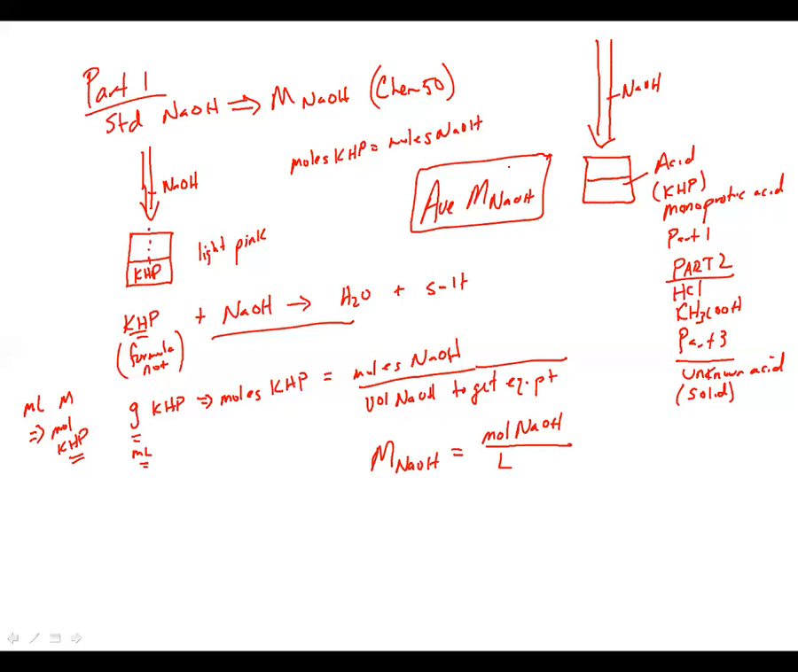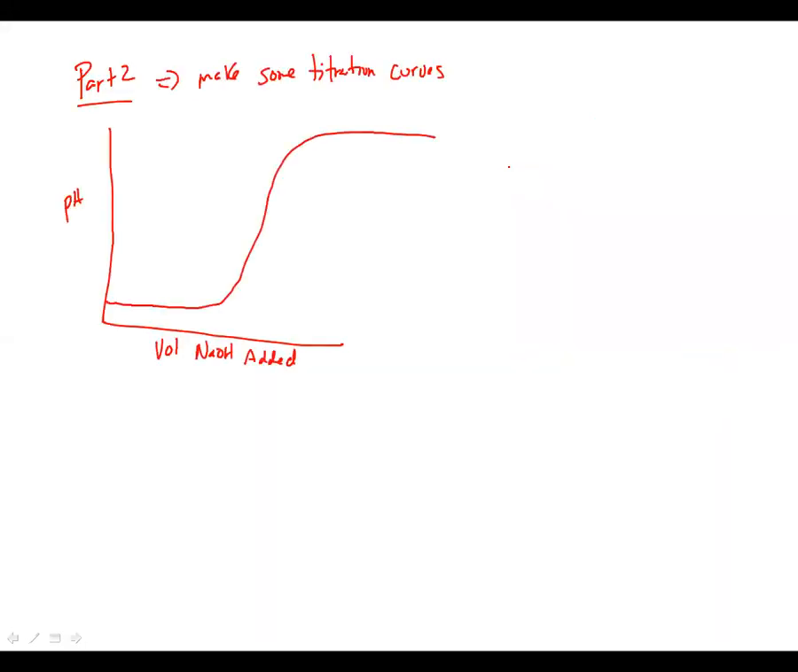Now, part two of the experiment is where you want to take your titration in this case. In this particular case, we're not going to titrate like normal, like part one, or maybe how you have done before, where you titrate to the equivalence point, it turns pink and you stop. You're actually going to continue through the entire titration curve.